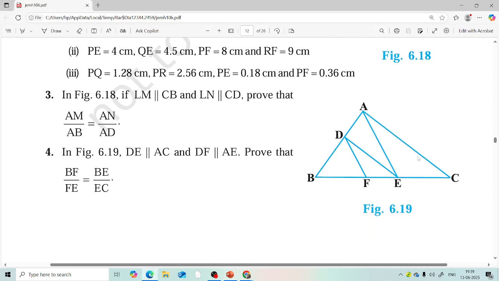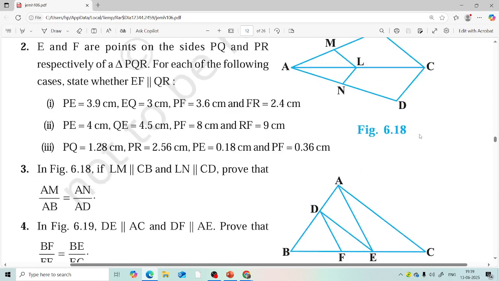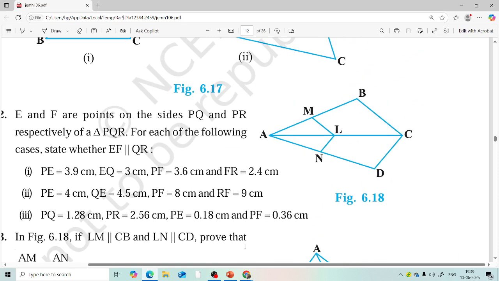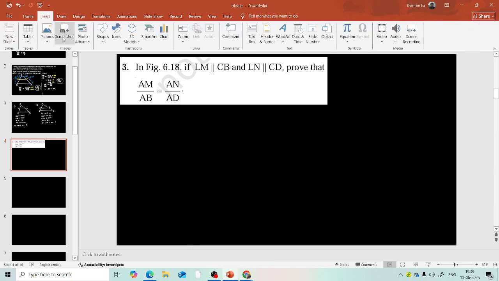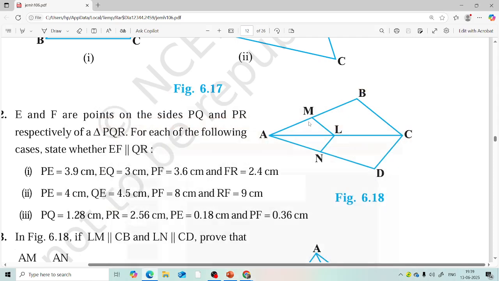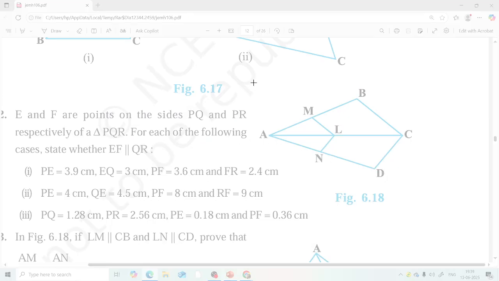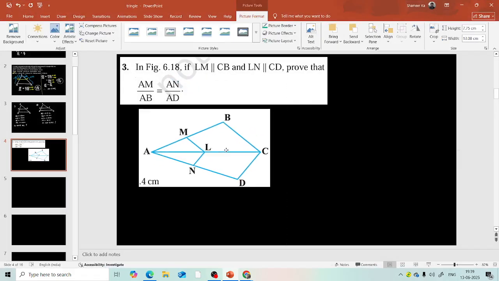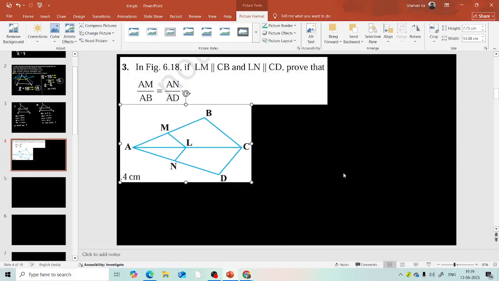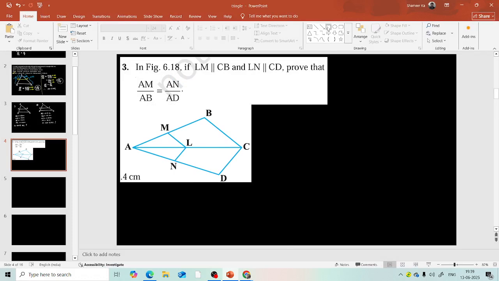Joshita, I will check your solution. 6.18, right? Okay, this diagram. Let me select the diagram. The figure is given. Let me select. One minute, just wait. Here there is nothing. One minute.